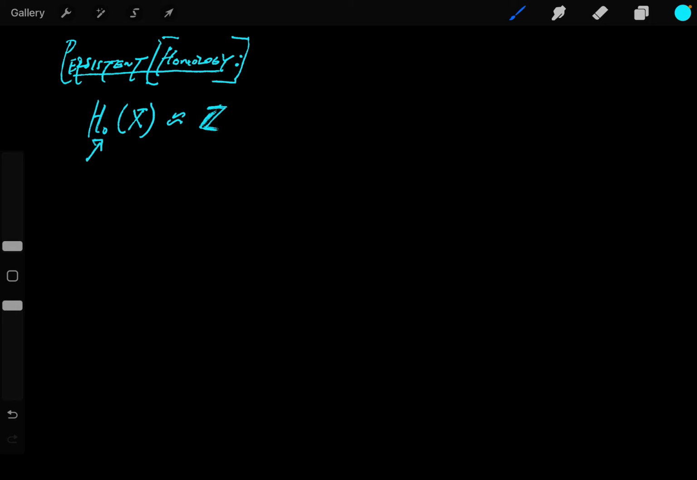Okay? Now, if it's disconnected and it's two pieces, then there's going to be two of this Z, of the integers. There's going to be two. But if it's just one connected space, then it's going to be Z. And that doesn't lend itself to the whole aspect of homology, but H1 actually does.